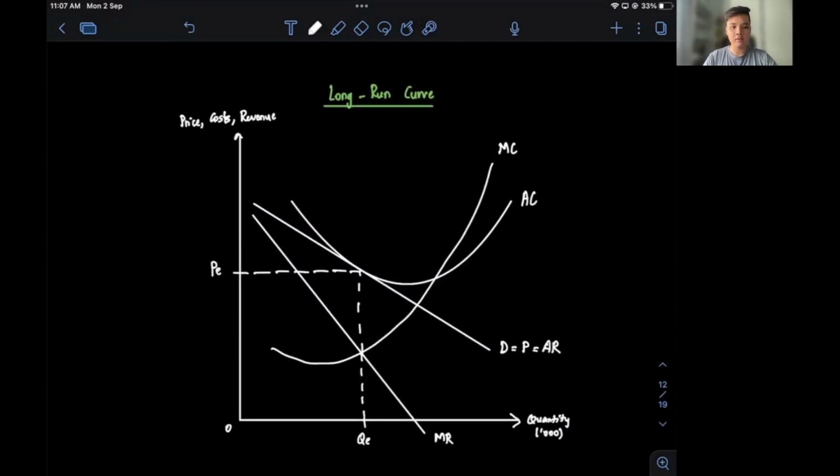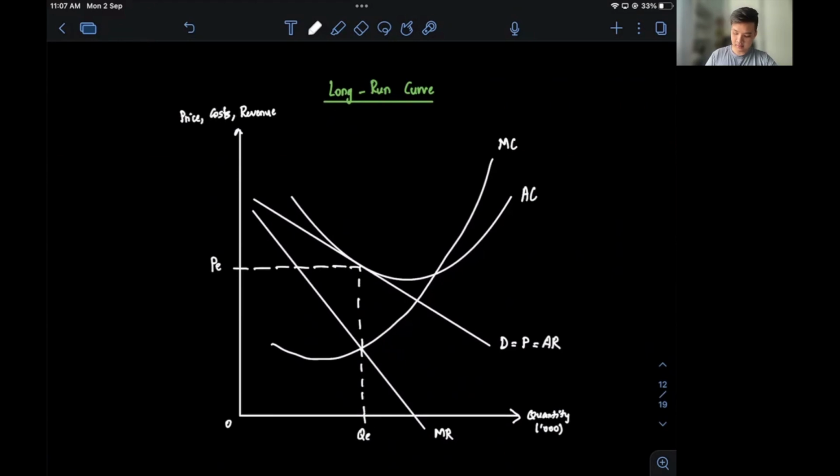Now, in the long run, recall that all inputs become variable, so inputs can change. And now the number of shoe sellers in a market can also change because firms can either enter or leave the market. At the profit maximizing level of output where MR equals MC, the price equals AC, right, which is over here. And therefore the profit is zero. So the firm is earning normal profit.